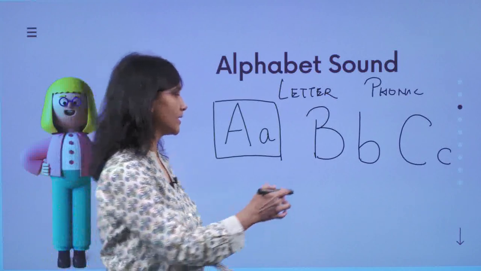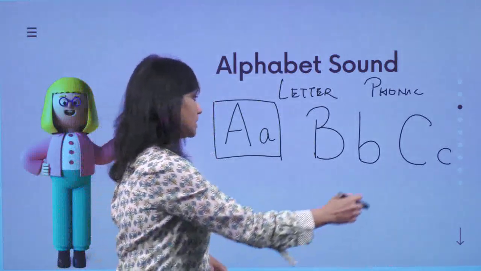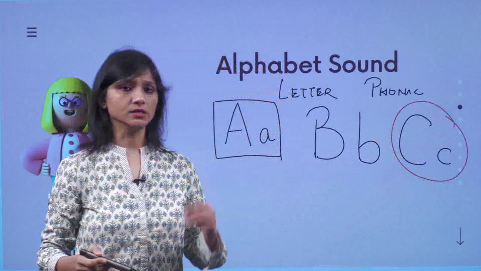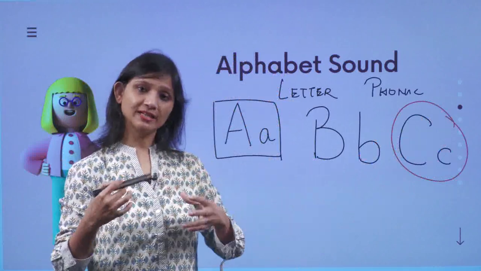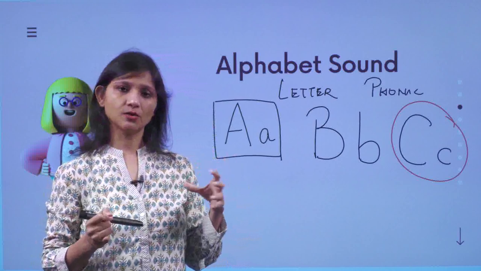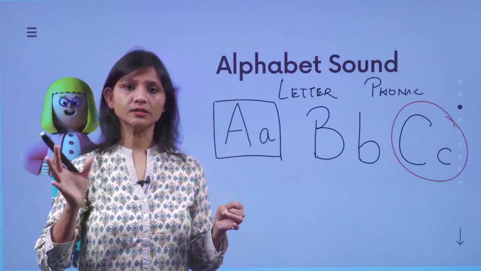Cat. Okay? Now what I'm going to do, I'm going to put C inside a circle. And why am I putting C inside the circle? Because we are going to see that C, the letter sound of C and the phonic sound of K, also has another sound.